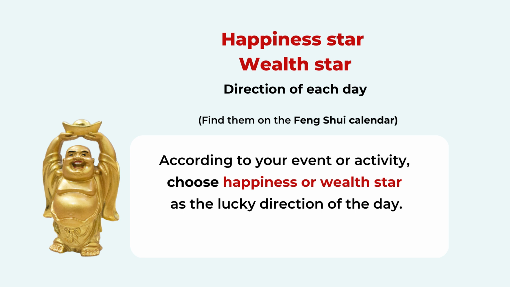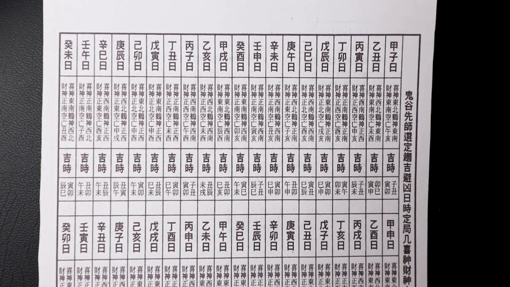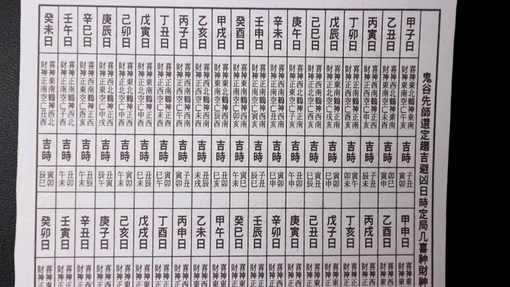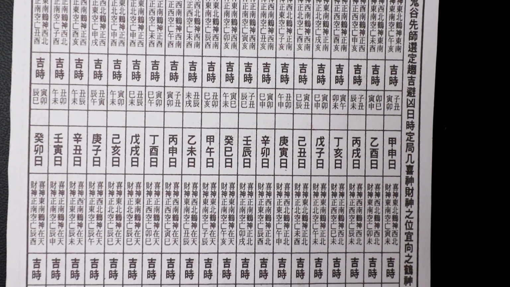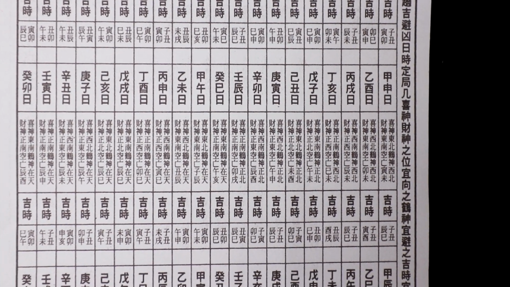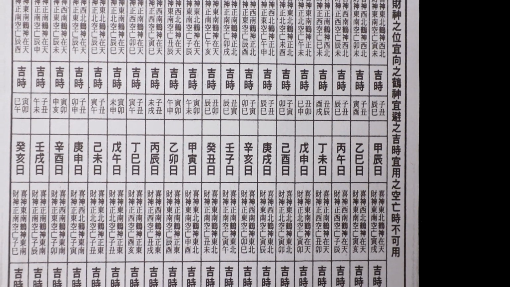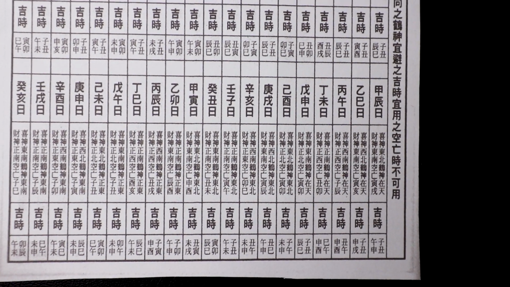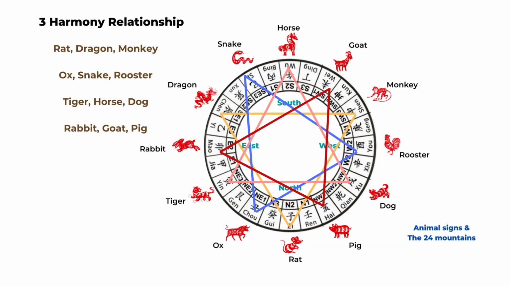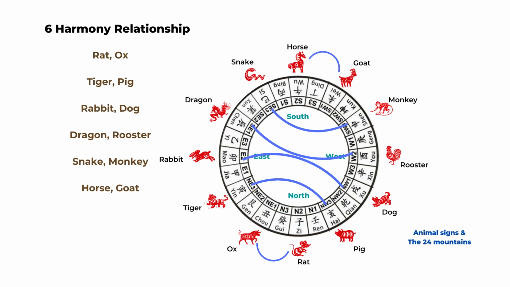So now we have our lucky date and lucky direction, and we can find our lucky time of each day. Each of the 60 days also has lucky time periods. Another way to find the lucky timing is by your animal sign. Again, this is based on the 3 harmony and the 6 harmony charts.